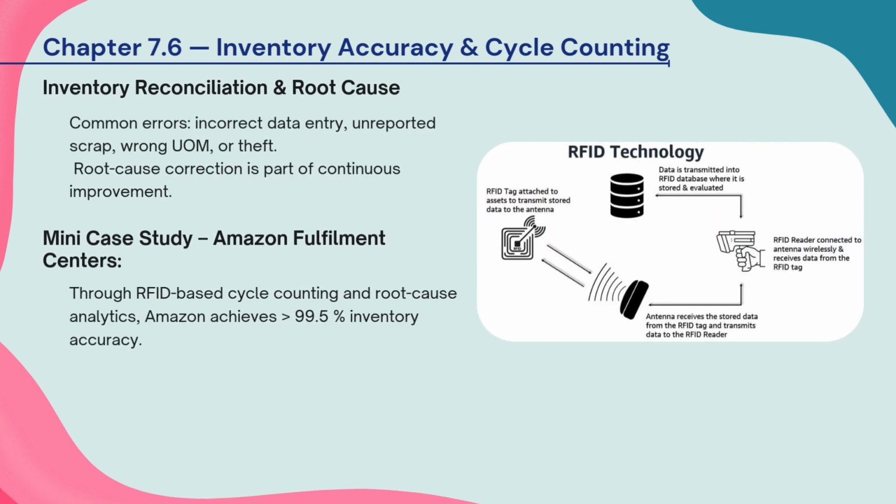Inventory reconciliation and addressing root causes of inaccuracies are key for maintaining high accuracy. Common errors include incorrect data entry, unreported scrap, wrong units of measurement, UOM, or theft. Root cause correction is part of a continuous improvement process. For example, Amazon uses RFID-based cycle counting and root cause analytics to pinpoint issues and correct them. This approach helps Amazon achieve over 99.5% inventory accuracy, ensuring better stock control and fewer errors.